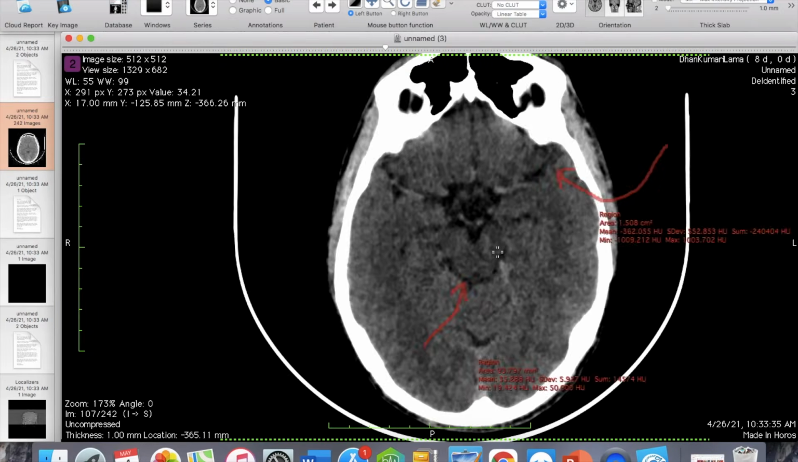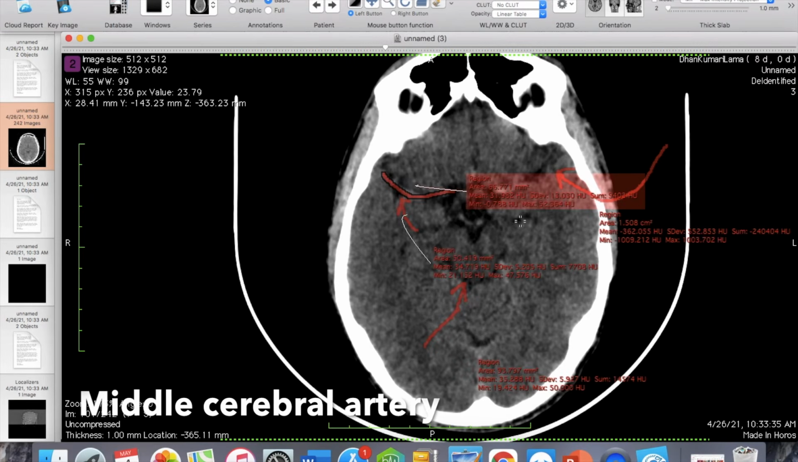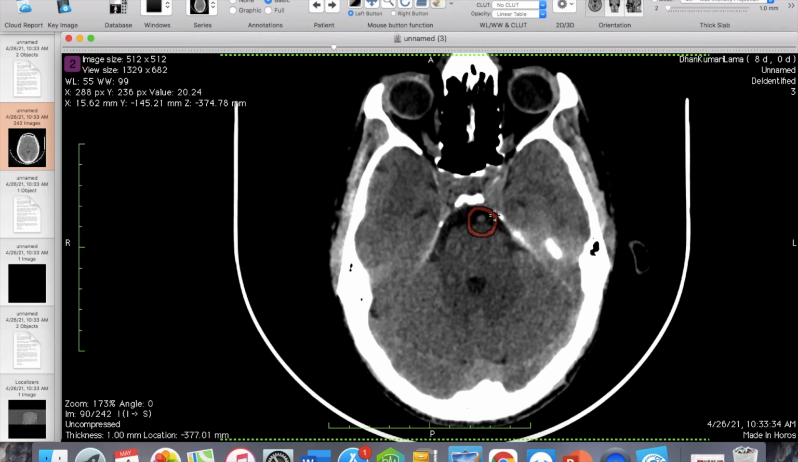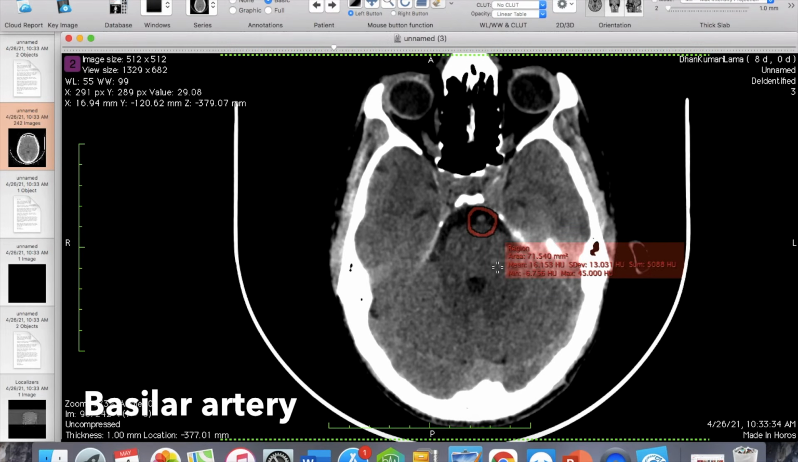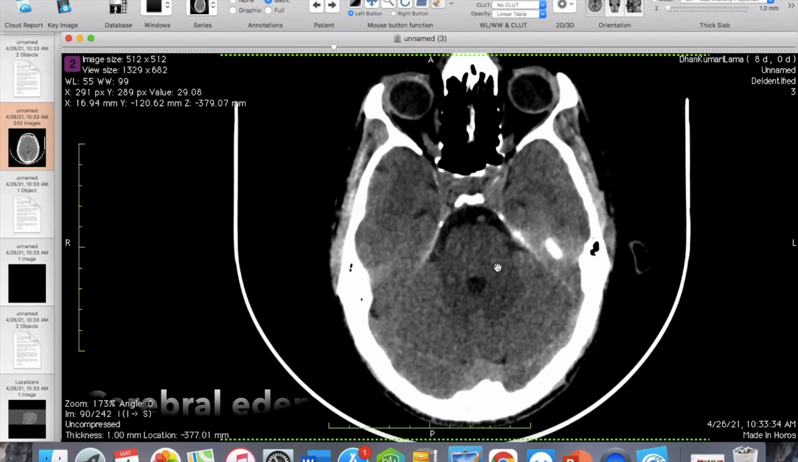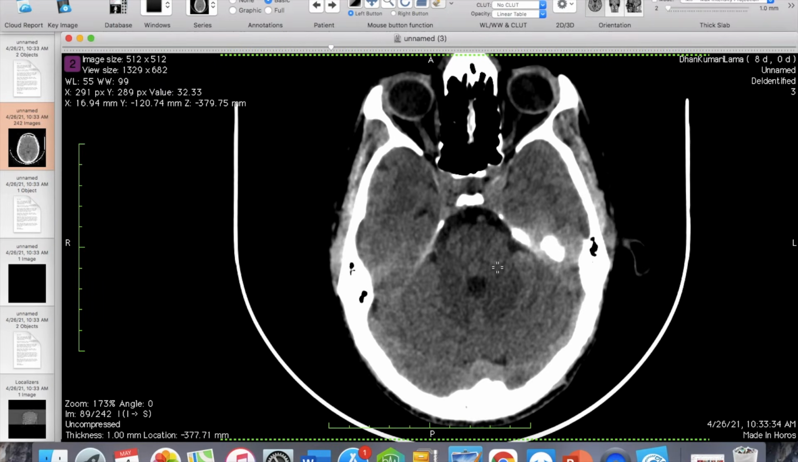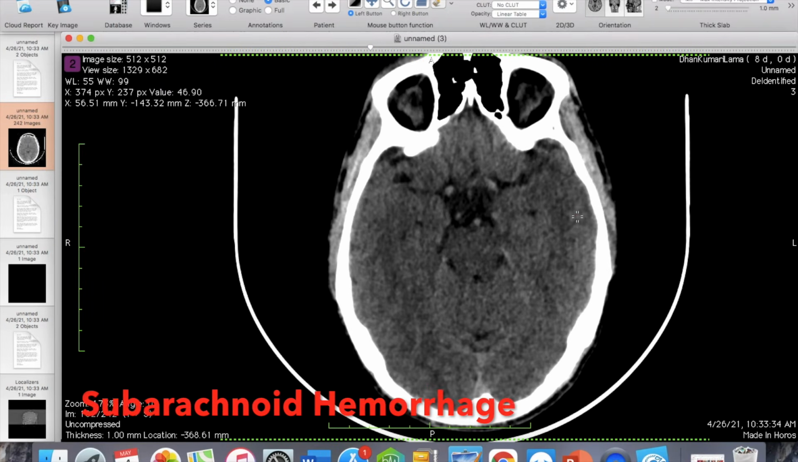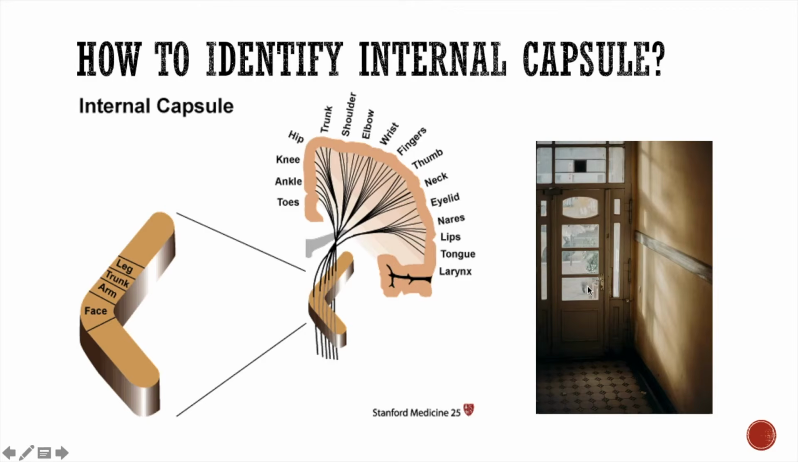And we can see that in the cisterns there run linear structures. This linear structure is the middle cerebral artery. This dot-like structure is the basilar artery. So we can appreciate the blood vessels running in the cisterns. This is why Mother Nature has given us the cisterns, so that blood vessels can run through them in an uncompromised manner, even in case of cerebral edema. These cisterns are important because in case of a spontaneous subarachnoid hemorrhage, blood accumulates in these cisterns.